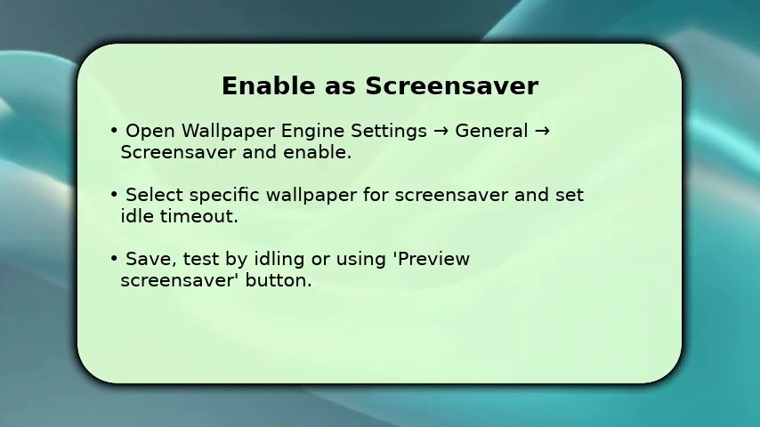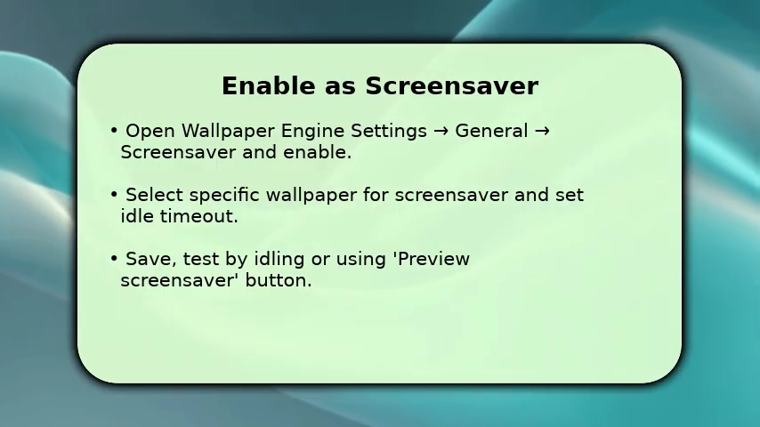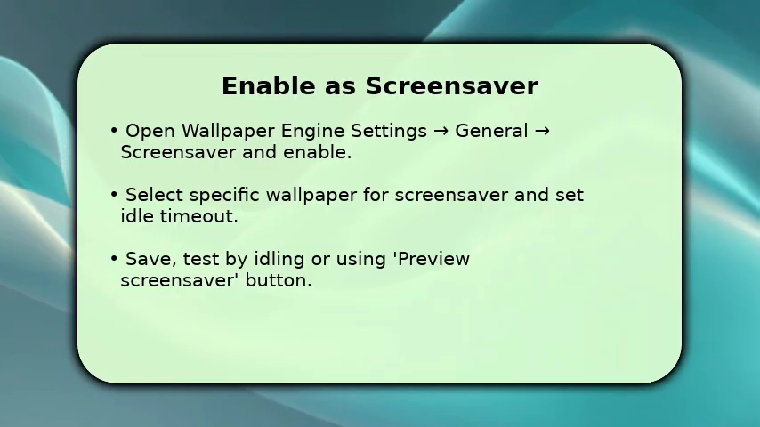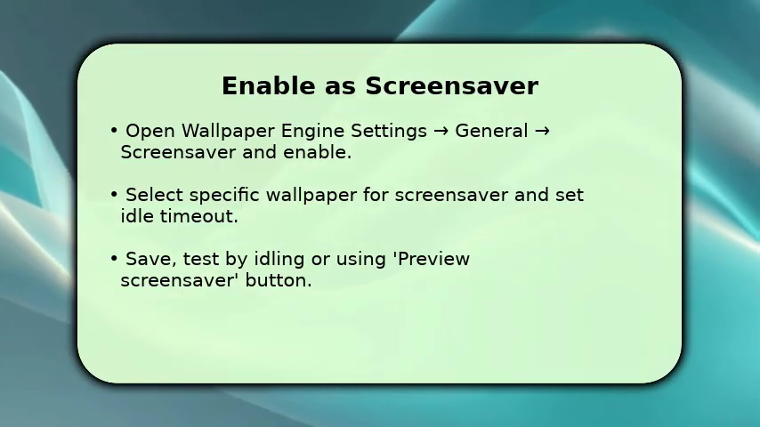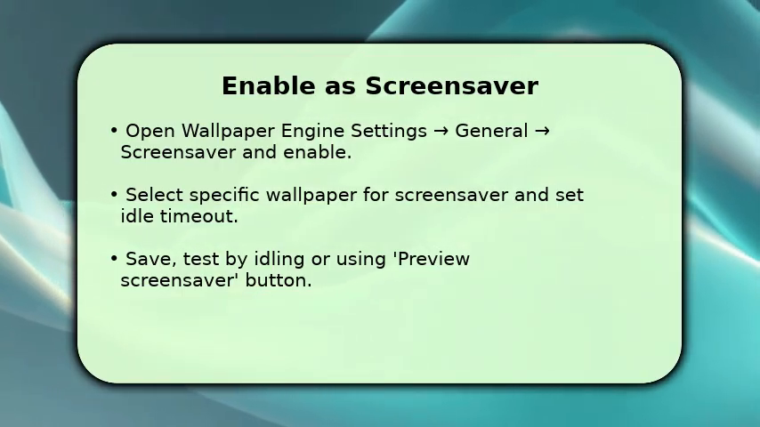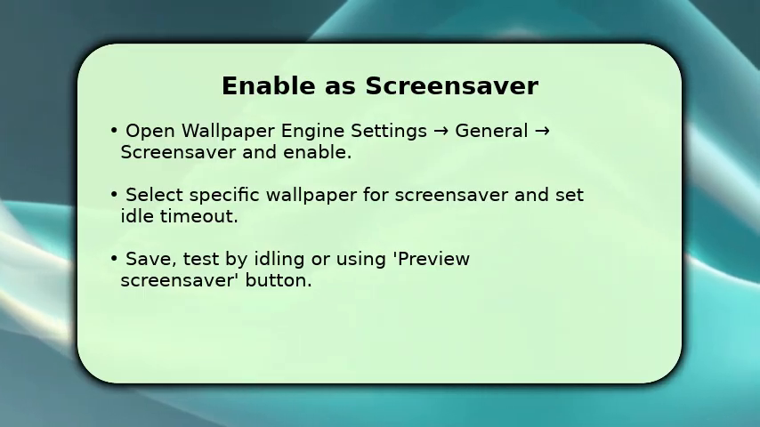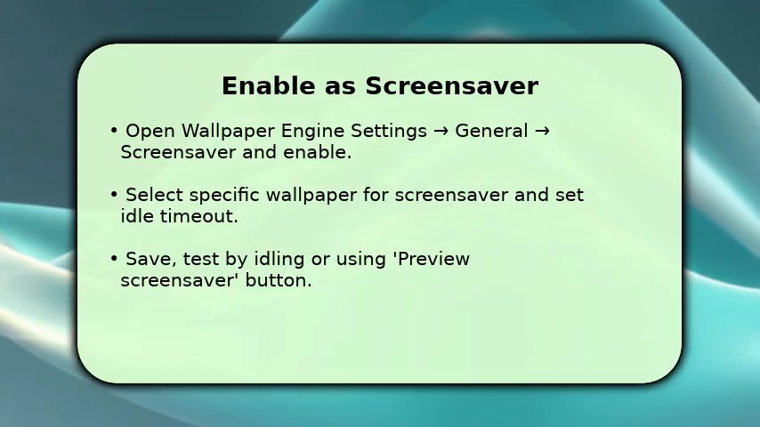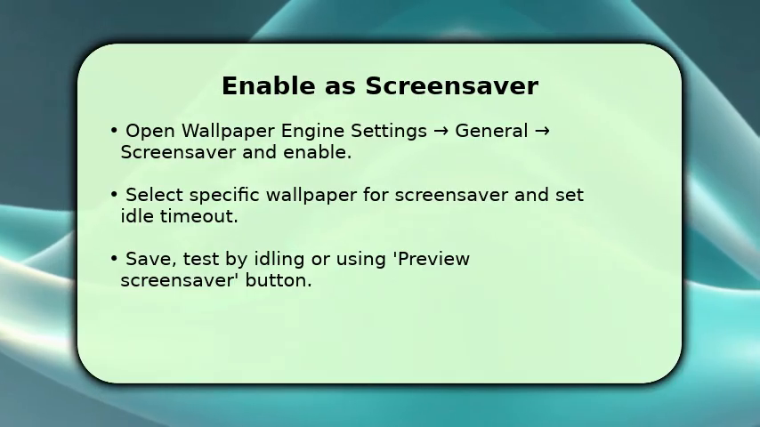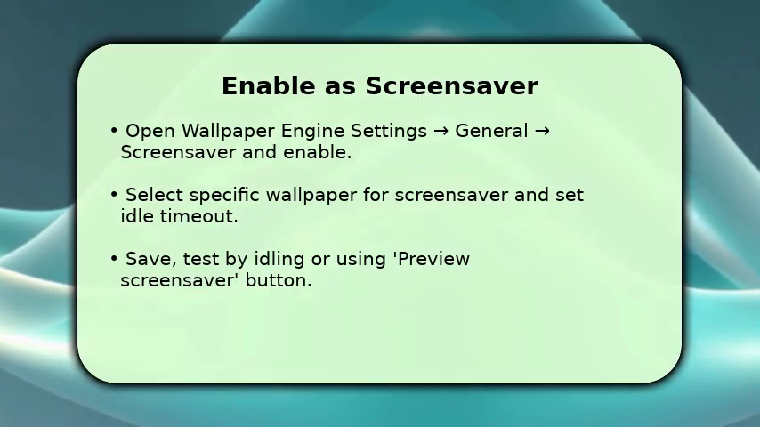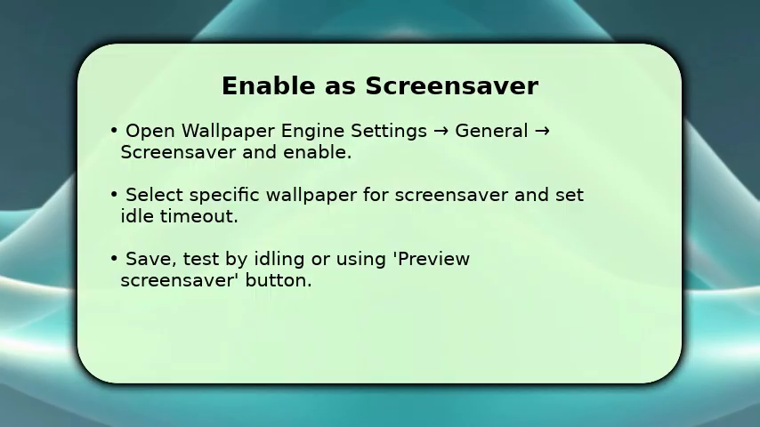Then, pick the exact wallpaper to use as the screensaver and set the idle timeout value so it activates when you intend. Save your changes and test immediately by using the Preview Screensaver button or letting the system idle. If it doesn't start, check Windows Power and Lock Screen policies. Sometimes corporate or group policies block custom screensavers.